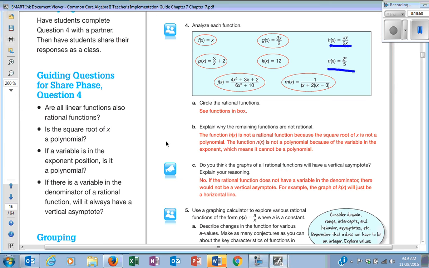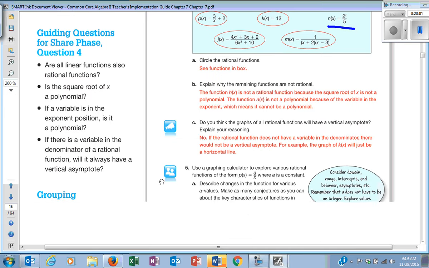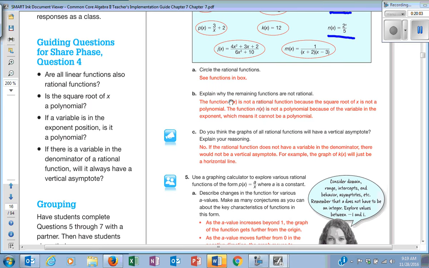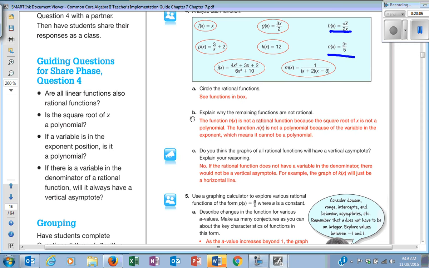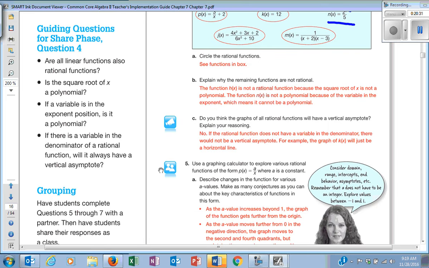And the reason why is because h is not a rational function, because we have a square root. Notice the square root is right there, which means that it is not a polynomial. And the n of x is not a polynomial because we have a variable as the exponent right here. X is to a power. So those two guys are not polynomials, so they are not rational functions.